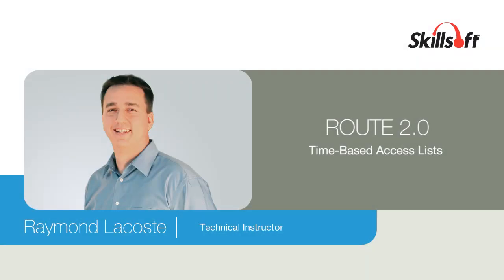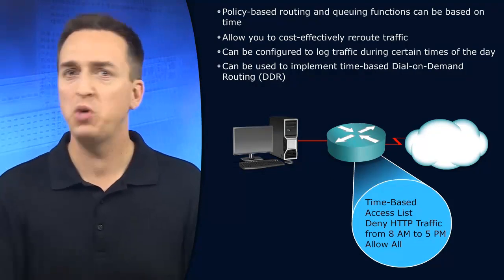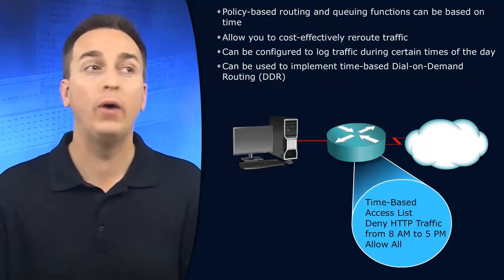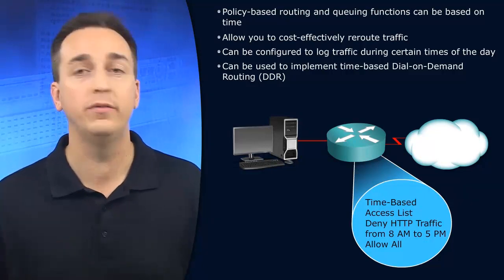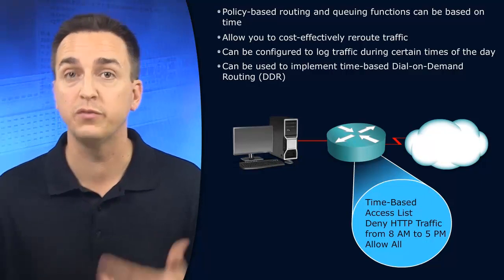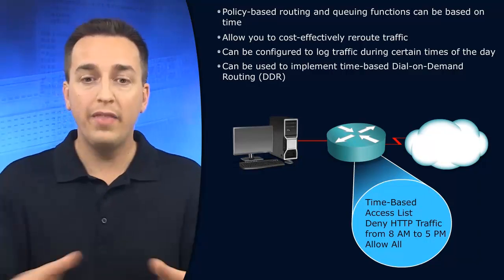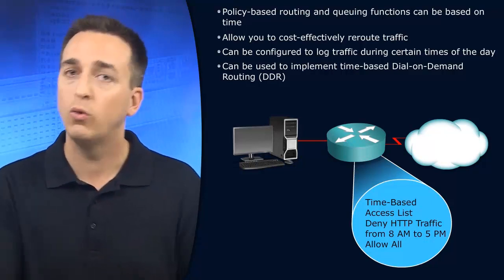By default, when you create an access control list, that access control list is active all the time. Now, what do I mean by that? Well, let's say you've applied it for traffic filtering on an interface, or you've applied it to a VTY line, or you've applied it for classification purposes for policy-based routing. Well, that permit is active 24/7. That deny is active 24/7.